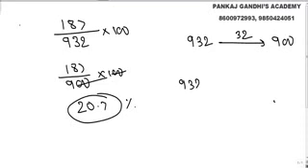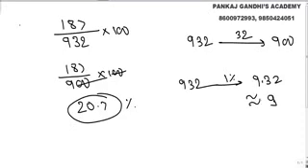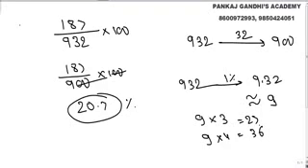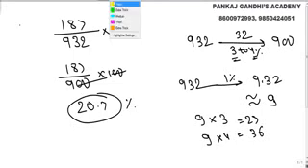Now 932's 1% is 9.32. We can say it's nearly 9. So now 9 3s are 27, 9 4s are 36. So if I have reduced by 32, I have reduced by nearly 3 to 4%, in between 3 to 4%. I repeat what I said.